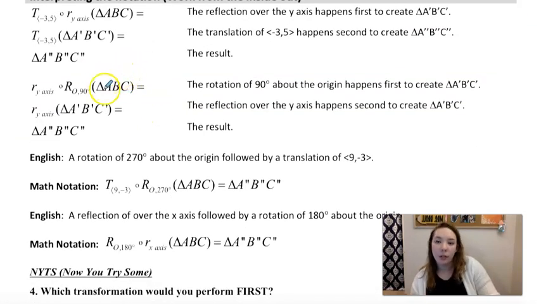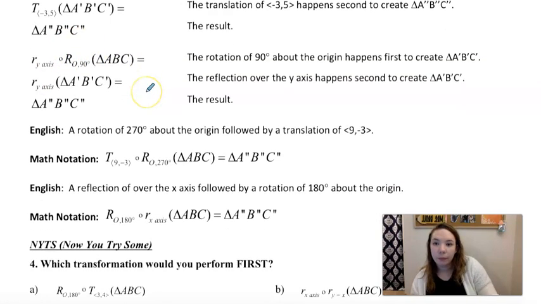Here, we're taking our triangle ABC, and first we're going to rotate it 90 degrees counterclockwise. Then we'll do reflection over the y-axis.